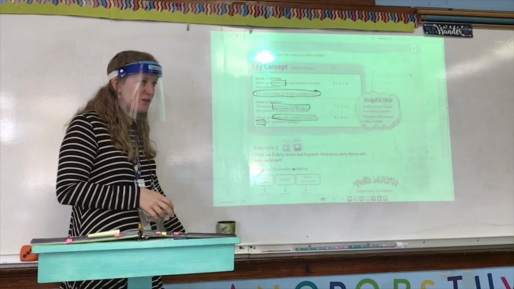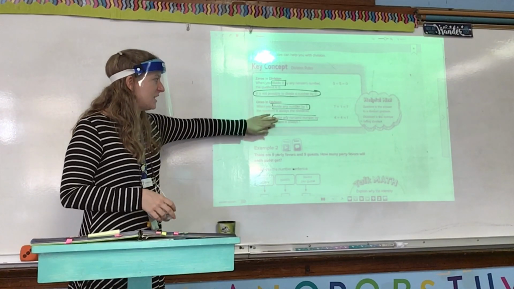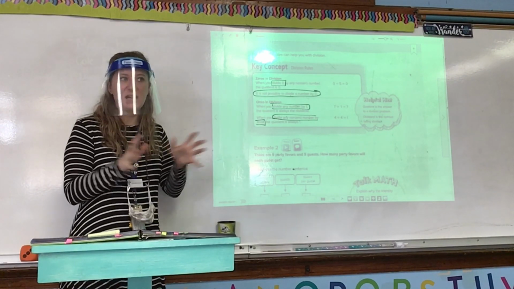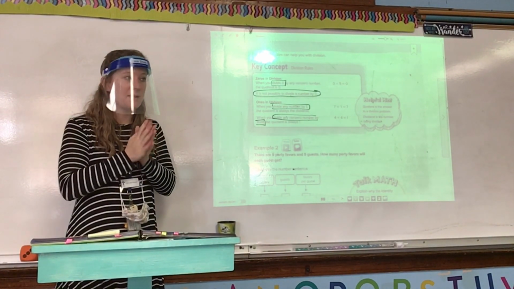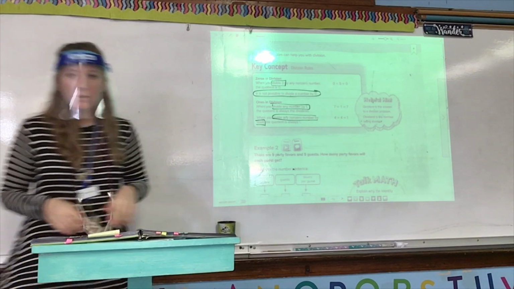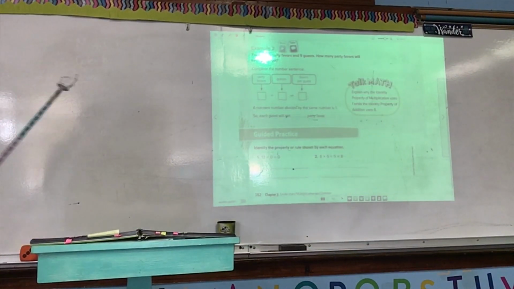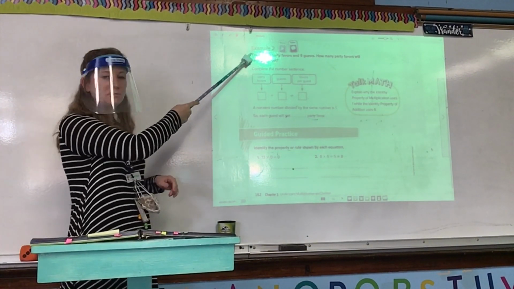Okay. Make sure that you pay close attention. You're looking for these key things in all of these boxes. Make sure that you are memorizing the key concept boxes. Okay, everybody, finger or pencil on example 2.